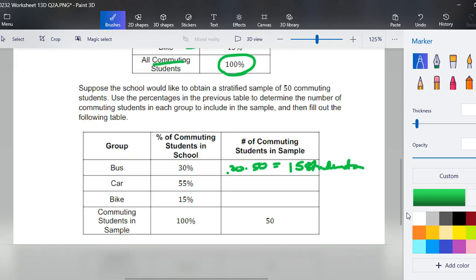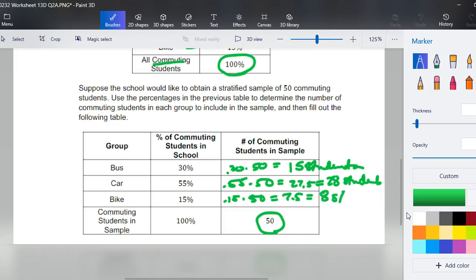I'll keep going. I'm doing 55% of that 50, and I get 27.5 students. It doesn't tell me what to do with the half, so I'm going to try 28, and then I'm going to make sure that in the end I still add up to 50. Now it's time to look at the number of students who ride their bike, and I get 15% of the 50, which is 7.5 students. Let's call it 8, and let's see what happens on our rounding.